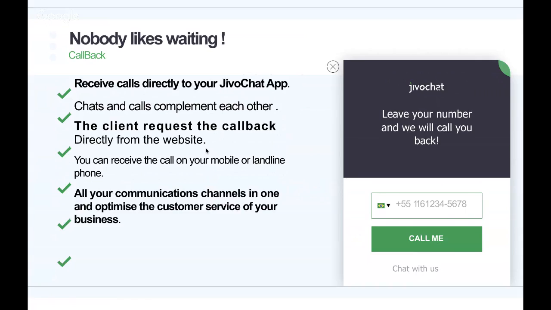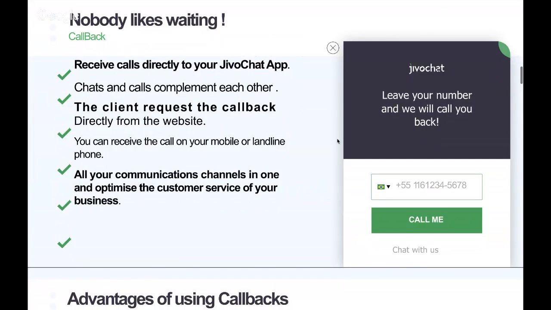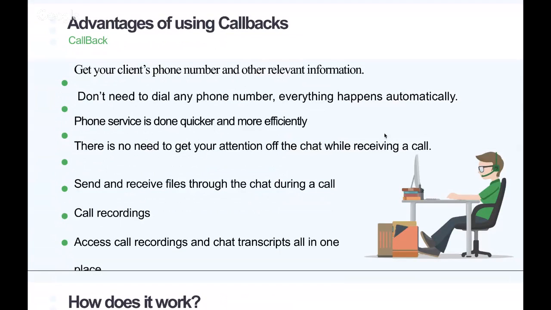The client will request a callback directly from your website. You can receive it in the Jivochat application, or you can use your phone number. You can use your mobile device or your business phone number if you have one. All your communication channels will be optimized because you will have everything in the palm of your hand. Jivochat will allow you to take the customer's calls, to chat with them, to receive the emails, and everything else to manage your company. Now, why Jivochat?